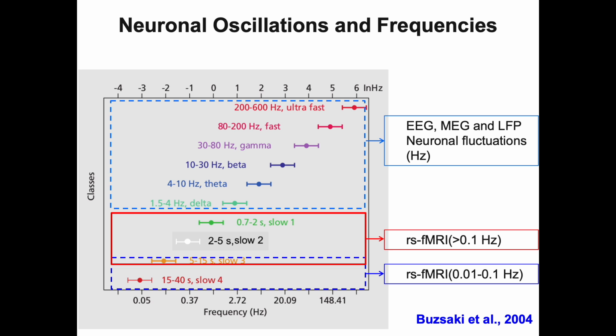There has been a lot of work in EEG and MEG, where the frequency spectra, due to its temporal resolution, is much wider. Buzsaki and colleagues have shown that neuronal fluctuation obtained is distributed across a wide range of frequencies. With the multiband feature, where we can collect data at a much faster rate, we wanted to see if, looking at frequencies higher than 0.1 hertz, we would be able to see any other frequency or spatial pattern.